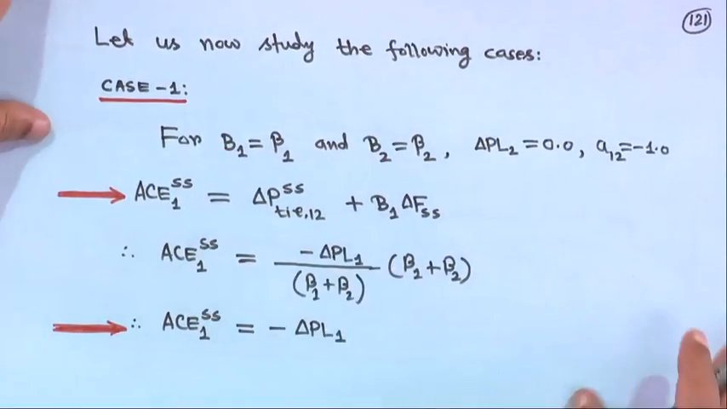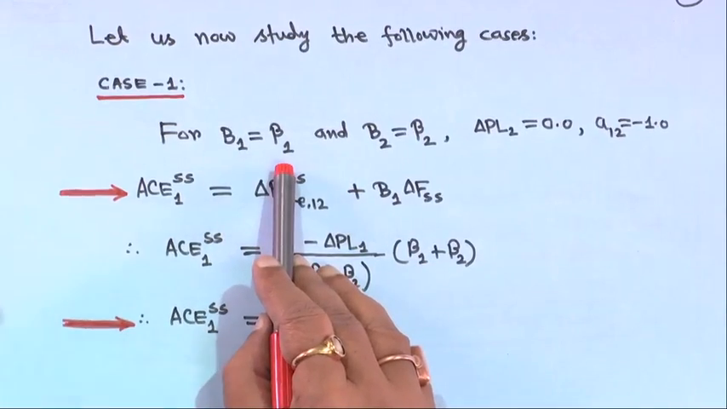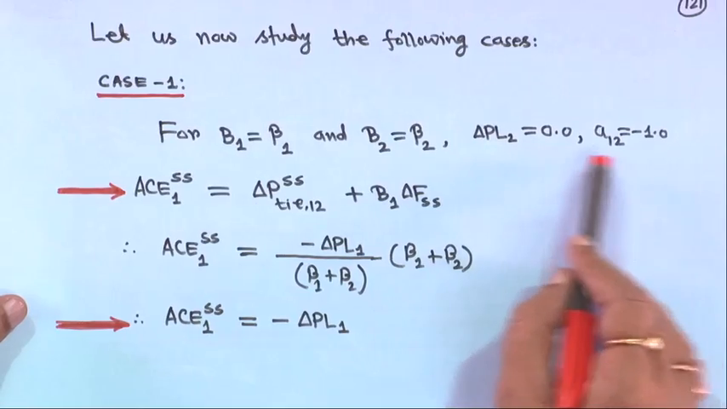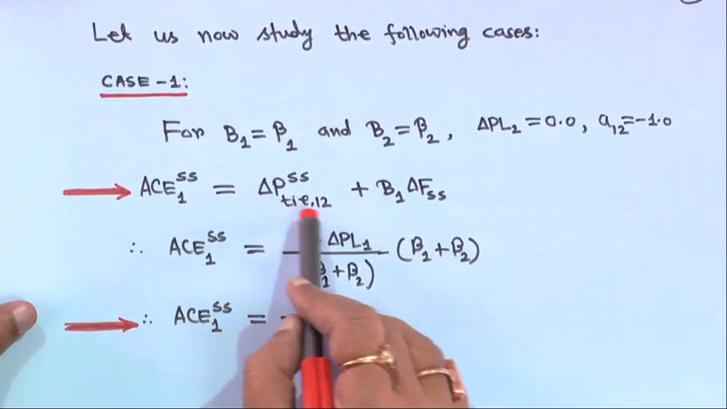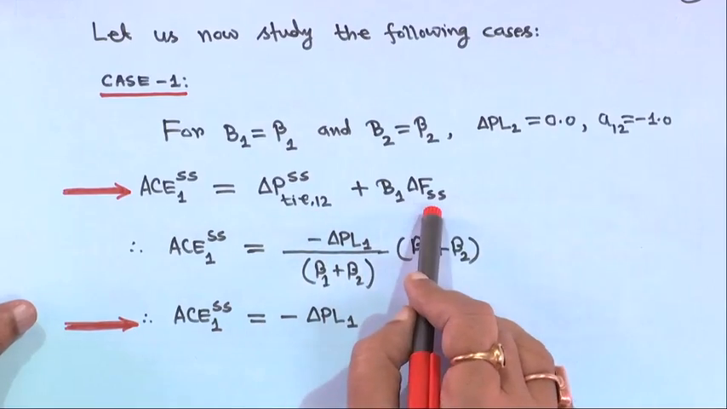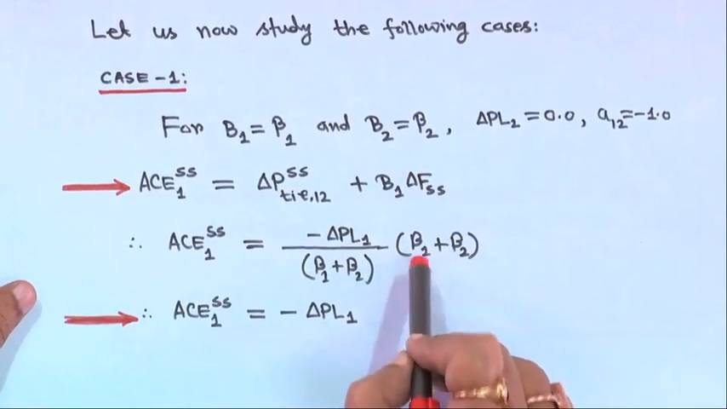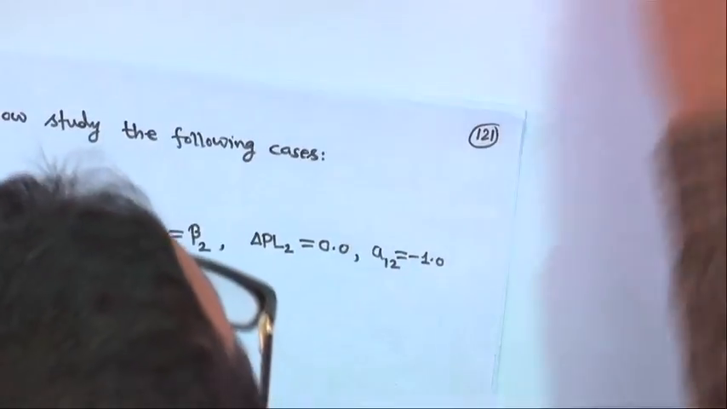One is case 1, say case 1: B1 is equal to beta 1 and B2 is equal to beta 2, delta PL2 is equal to 0, A12 is equal to minus 1, and AC1 SS is equal to delta P tie 1 to SS plus B1 delta FSS, right. Now, using this condition you will get this one. How will we get this one? Just I am showing you how we will get this one. Just hold on.